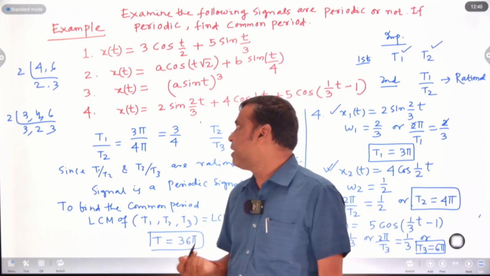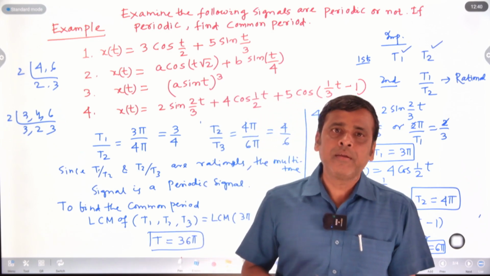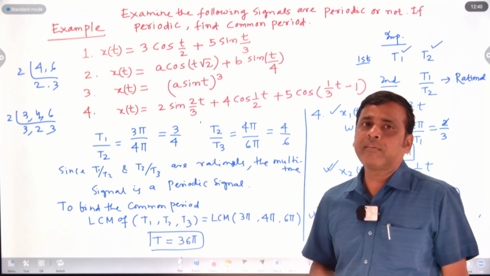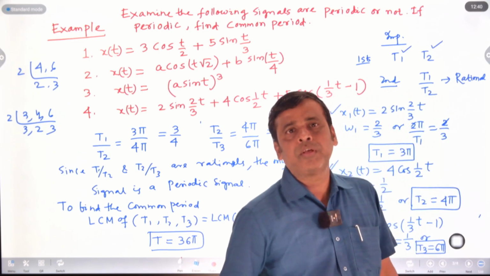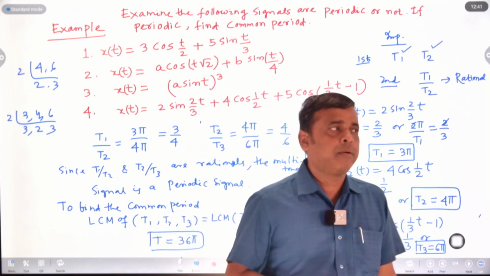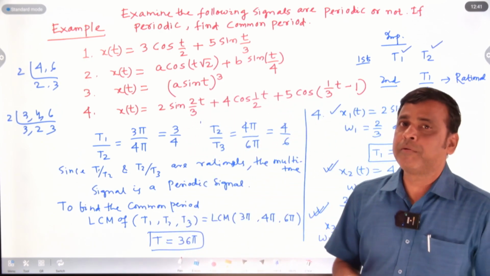Similarly also in discrete time signals, x of n is given. If x of n is given, how to calculate whether the signal is periodic or not. In the next class we will do more and more problems about the discrete signal x of n, whether the signal is periodic or not, and if periodic, find the common period. Thank you.